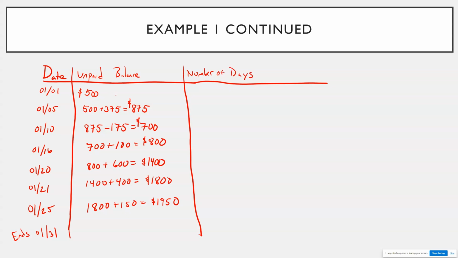Look, how many days do they have an unpaid balance of $500? Well, that would be the first, the second, the third, and the fourth. So that would be 4 days. Then on the 5th, the new balance was $875. Well, how many days is that? They had that balance on the 5th, the 6th, the 7th, the 8th, and then the 9th. So that's 5 days.